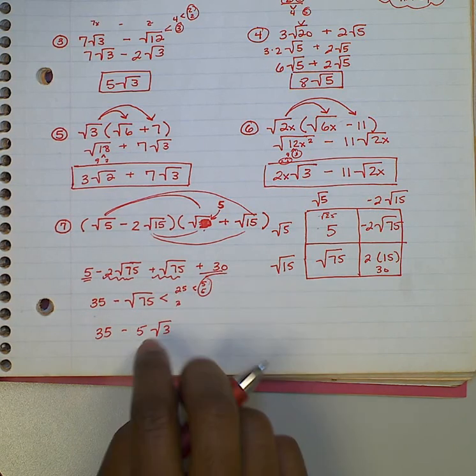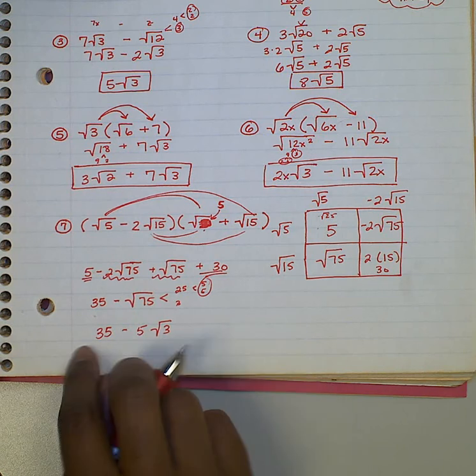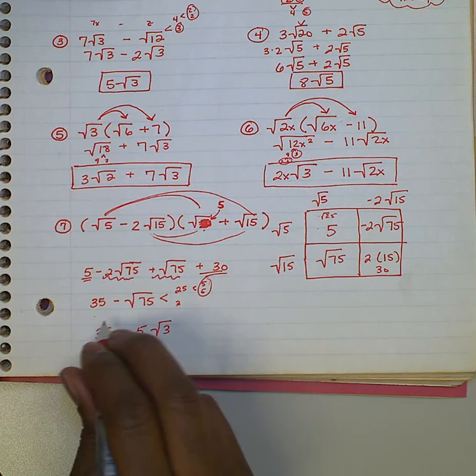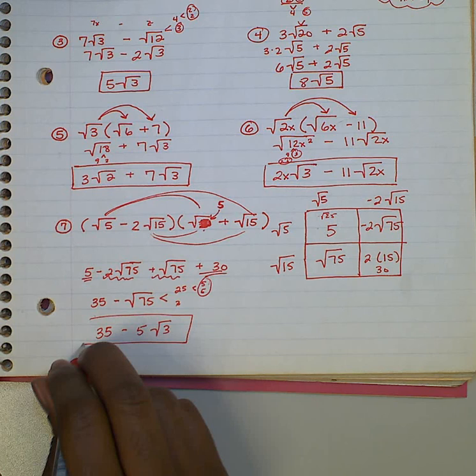Okay, I simplified that as much as I can. These are not like terms. This is radical 3. This doesn't have a radical 3. So that's my final answer. 35 minus 5 radical 3.